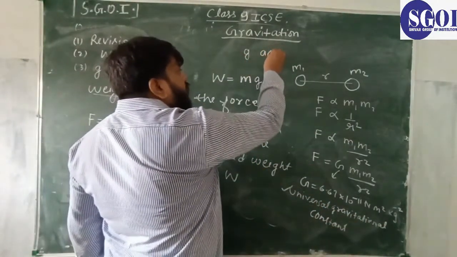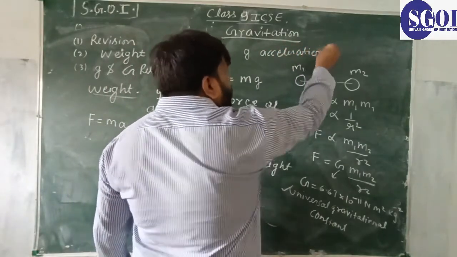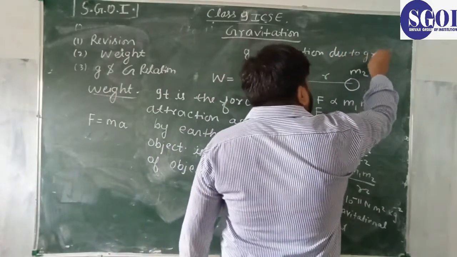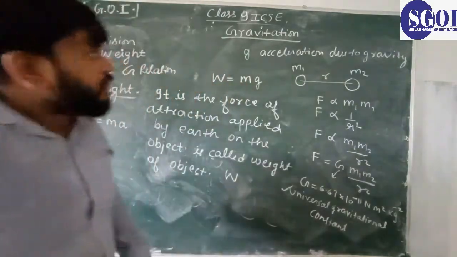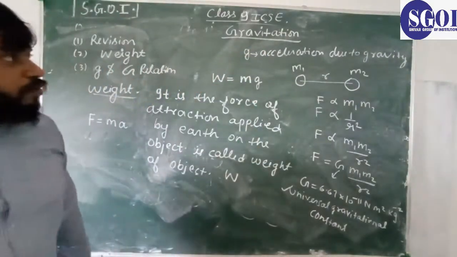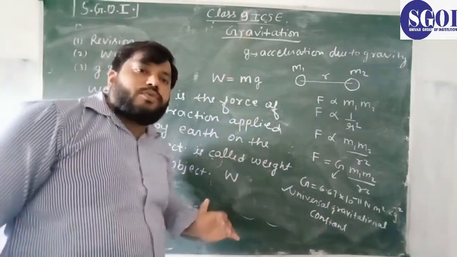Acceleration due to gravity. g is acceleration due to gravity. This g comes into the picture when there is a motion, there is an acceleration because of the earth's gravitational pull.